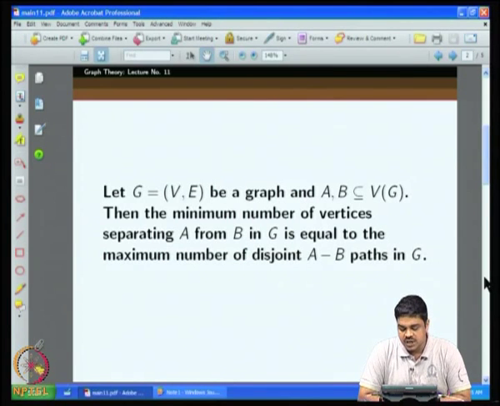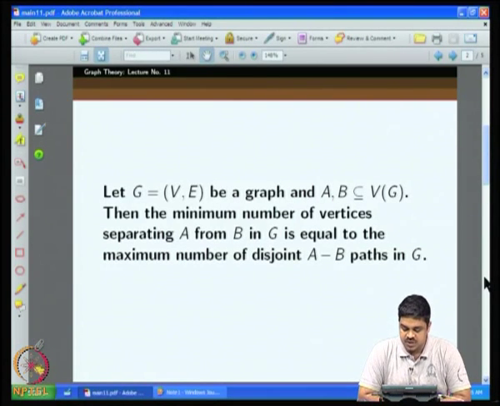Maximum number of disjoint AB paths. An AB path means a path which starts in A and ends in B, taking exactly one vertex from A and exactly one vertex from B. That means the starting vertex of the path will be in A, no other vertex of the path will be in A, and similarly the ending vertex will be in B, no other vertex will be in B. Such paths are AB paths. We are interested in disjoint AB paths, so they should not have any common vertices. How many is the question.